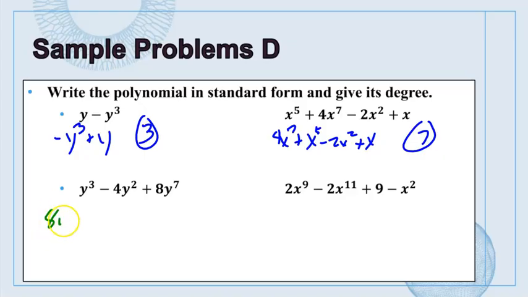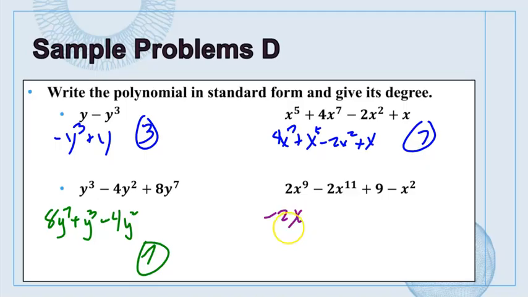Next, I would have 8y to the 7th. Actually, it would be plus y cubed, and then minus 4y squared. That would be in standard form, and this would have a degree of 7. Next, I would have negative 2x to the 11th plus 2x to the 9th minus 1x squared plus 9. This would have a degree of 11 because that's the biggest exponent.